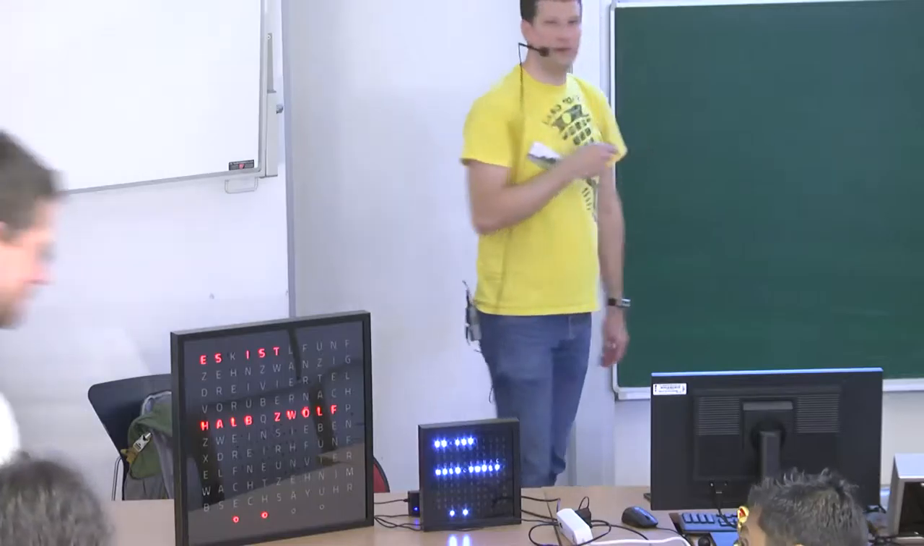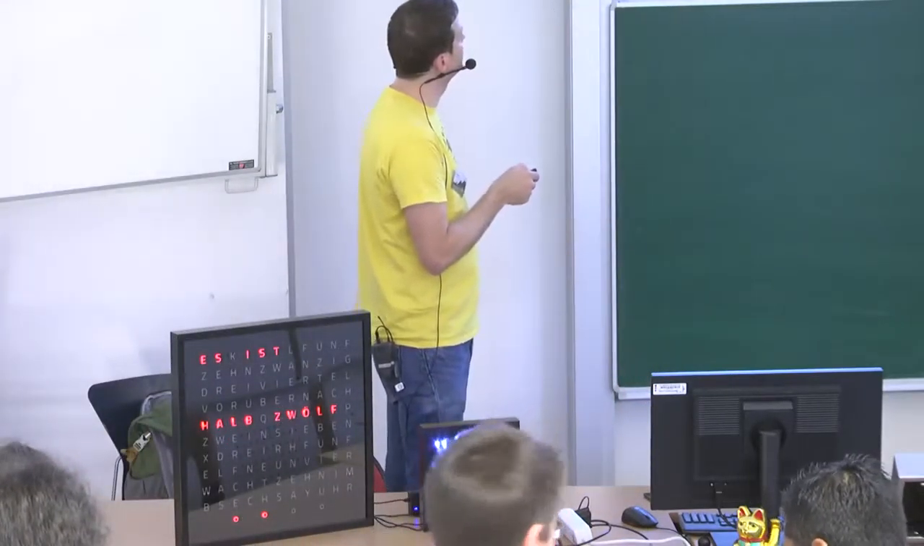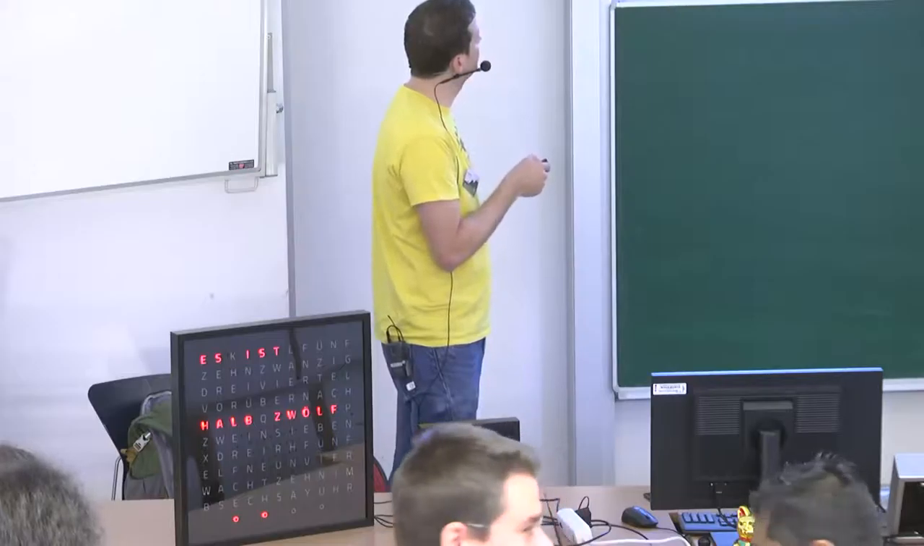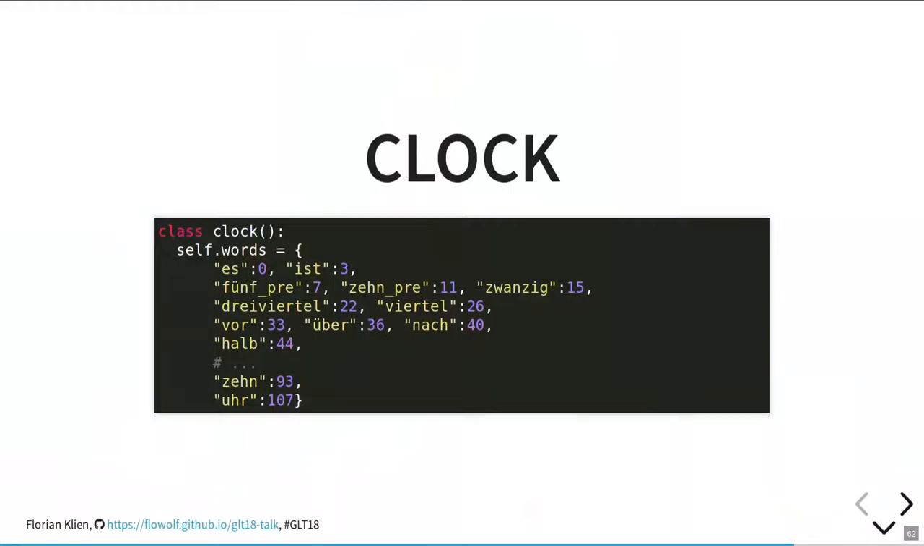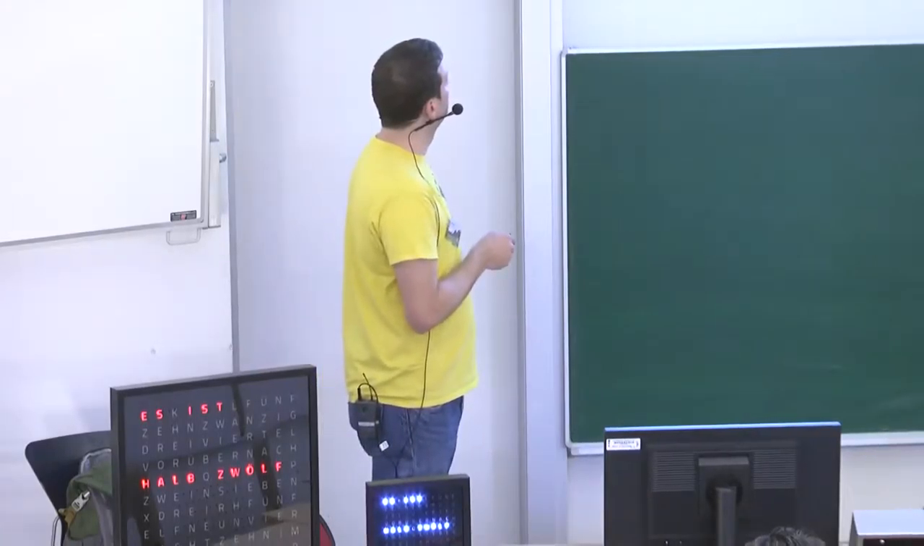And we do that for every word we want to use in our clock. So, es ist, 5, 10, 20, 3 Viertel, Viertel, vor, über, nach, halb, 10, Uhr. So, a lot of gibberish, but you get your time, and that's the code used on the Raspberry Pi. I use Arrow for that. It's a great time library. It lets you get the time now, and then you just get hour, minute, second. That's all you need, and you return that in a tuple.